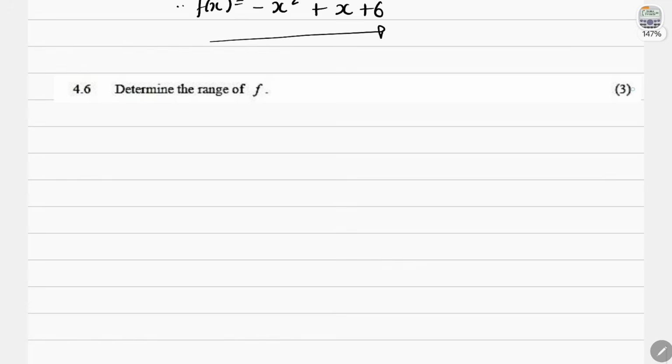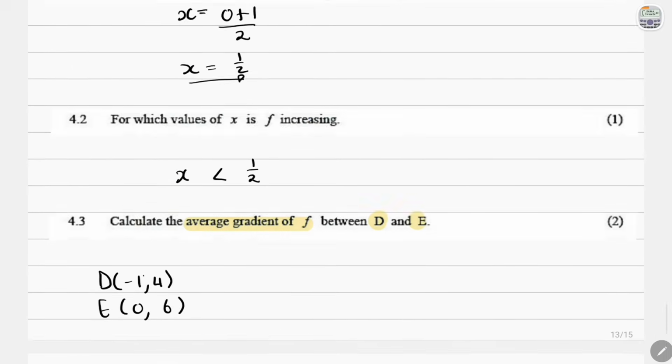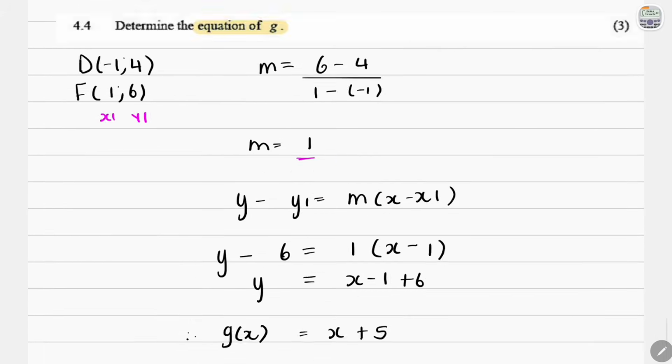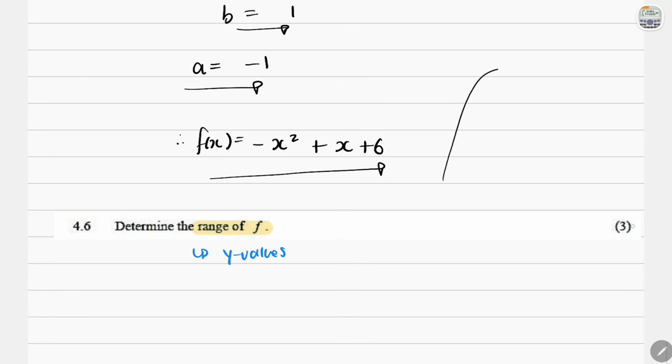Question 6.4 says, determine the range of f. So the range. The range refers to all the possible y values of a graph. So if we know that the parabola's equation is now this, think about what it looks like. It is a concave down graph, and I don't even need to look at it from there. We can just look at it from here. We know that it forms a concave down parabola.